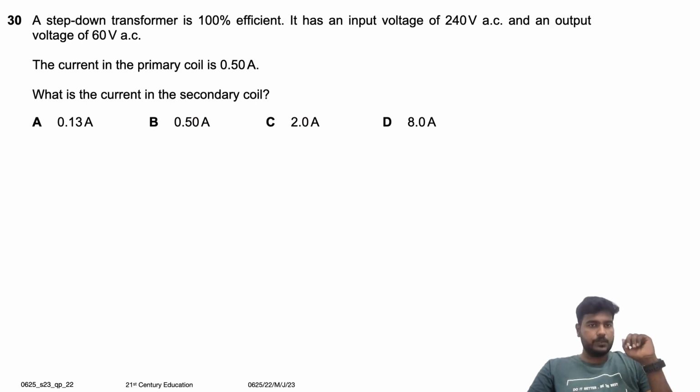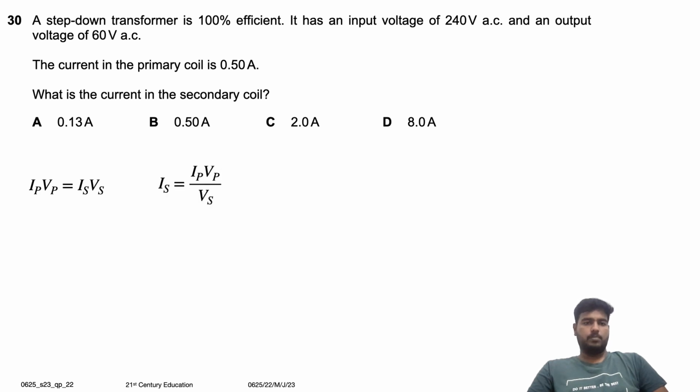A step down transformer is 100% efficient. It has an input voltage of 240 volt AC and output voltage of 60 volt AC. The current in the primary coil is 0.50 ampere. What is the current in the secondary coil? We have the equation IP VP equal to IS VS. P is primary, S is secondary. So we have to rewrite this equation for IS. Then it is IP VP divided by VS. If we substitute the values, we get 2 ampere.